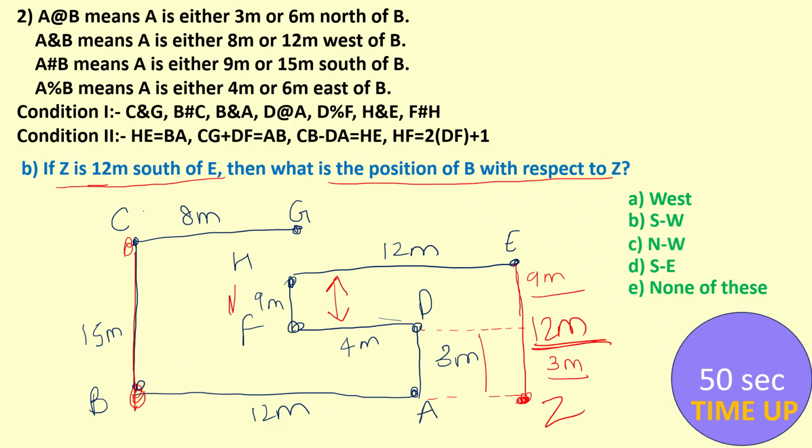So what is the position of B with respect to Z? So Z is here. If I see B, B is in the west direction, correct? So A is the correct option. West is the correct option.